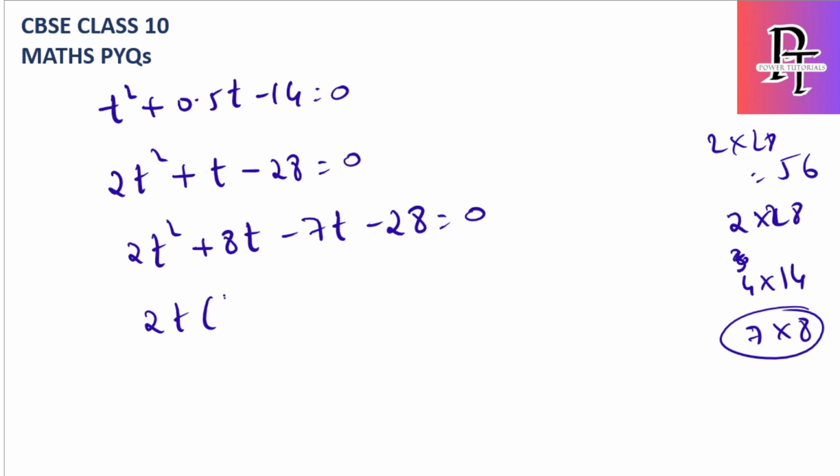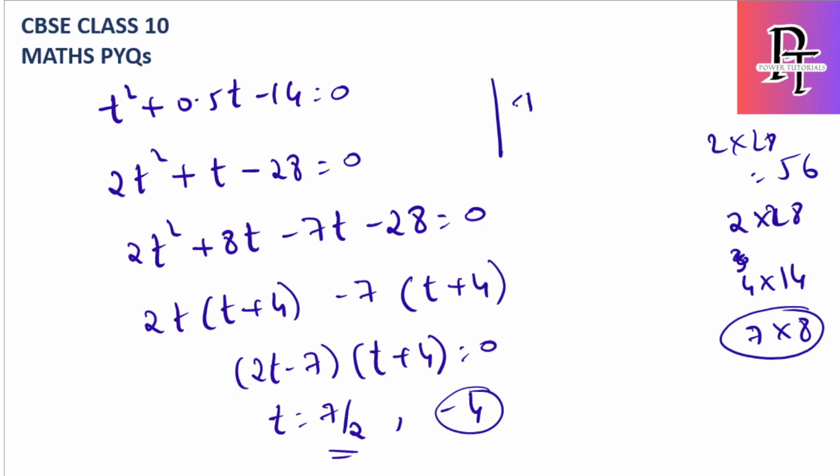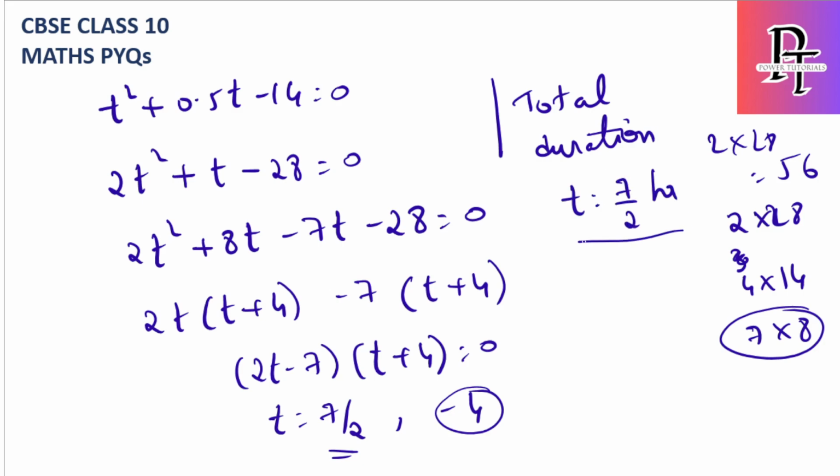So 2t, if I take it as common, it becomes t plus 4. The trick is I will always write this step here first, t plus 4, then I will write the coefficient of t. Here it is minus 7. So it will be (2t minus 7) into (t plus 4) is equal to 0. So the t values I got are 7 by 2 and minus 4. Time cannot be negative, so the only answer is 7 by 2 hours. So the total duration of flight is t equal to 7 by 2 hours.